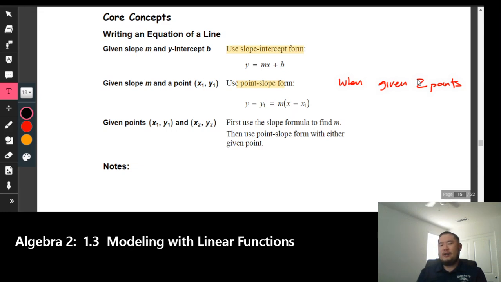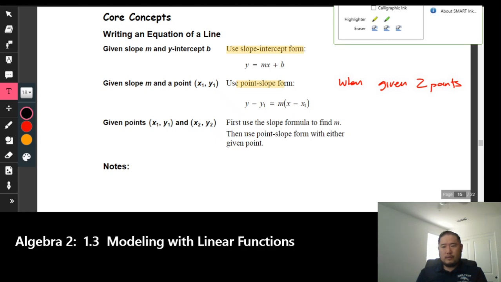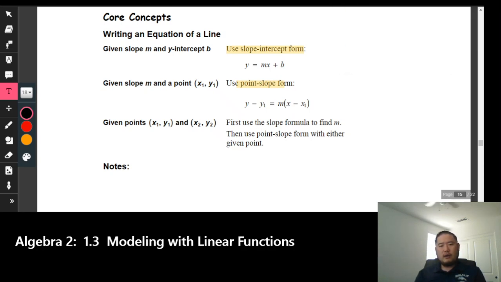So why do the extra work when you don't have to? So that's why right here, when given 2 points, the last little piece mentions, all right, use the slope formula to find m, and then use the point slope form with either given point. All right, so those are your rules or steps in writing an equation of a line.